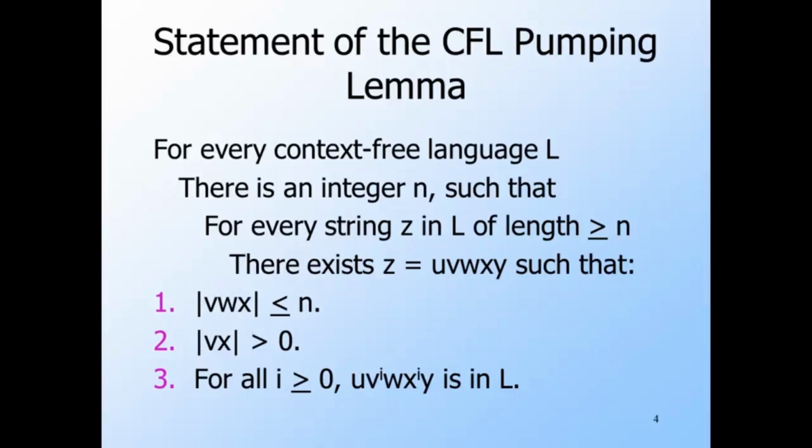We win the game and prove L is not context-free by allowing the adversary his choices of n and the breakup of z subject to constraints 1 and 2, and then picking an i such that u v^i w x^i y is not in L.